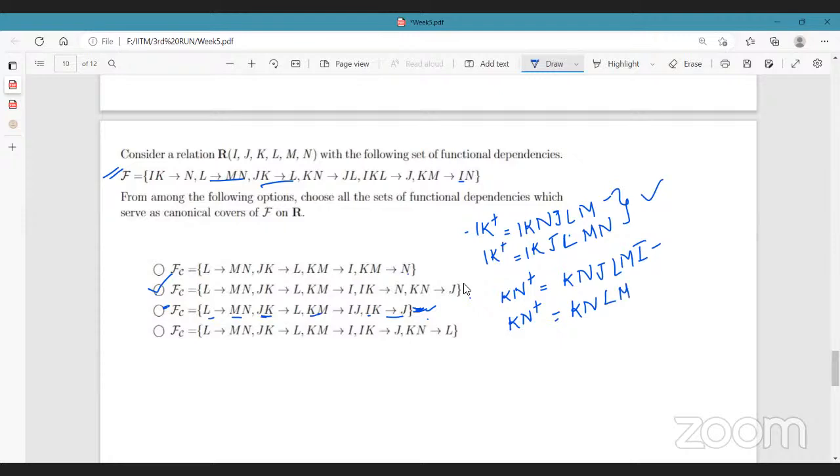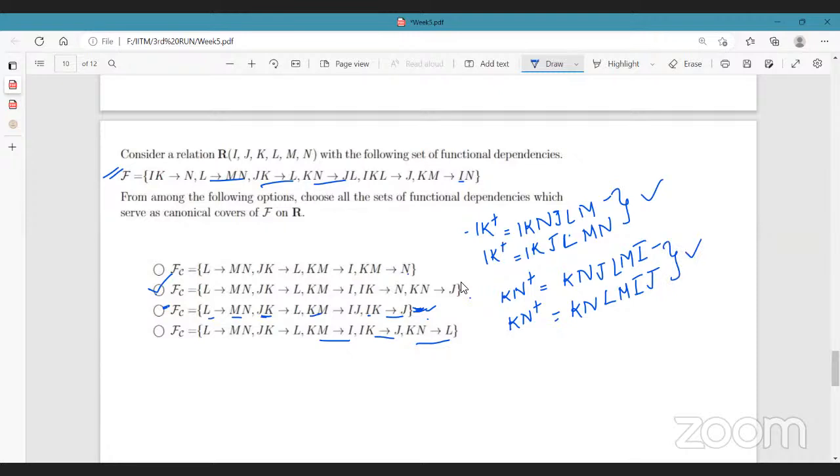M, and then I. Yeah, KM determines I. IK determines J. So again, all the set of attributes are the same. Even if we don't use KN determines JL and we simply use KN determines L, it will still give us the same set of attributes. Right. Okay. Next, what shall we check?